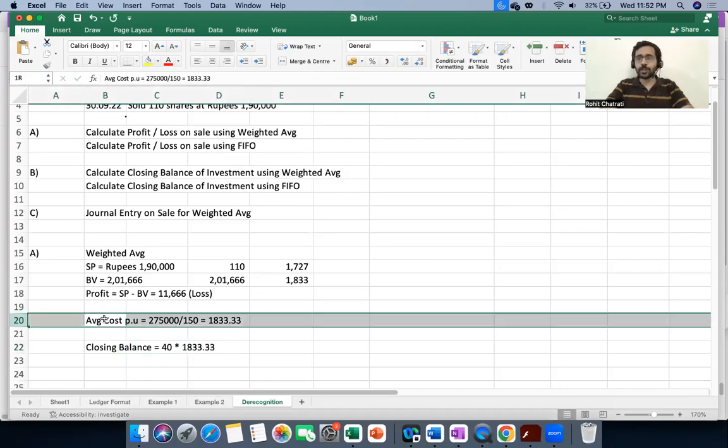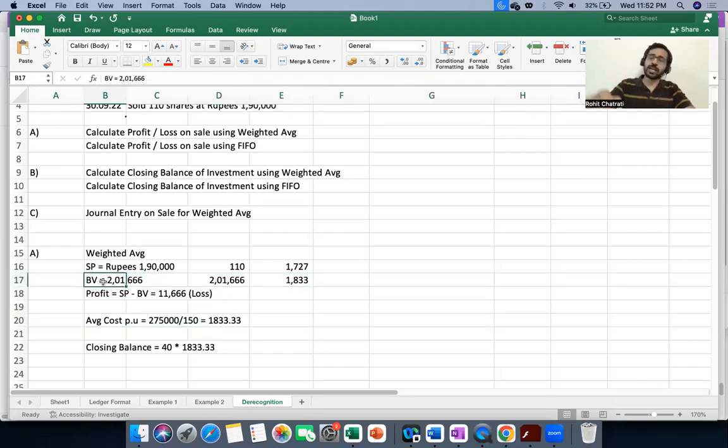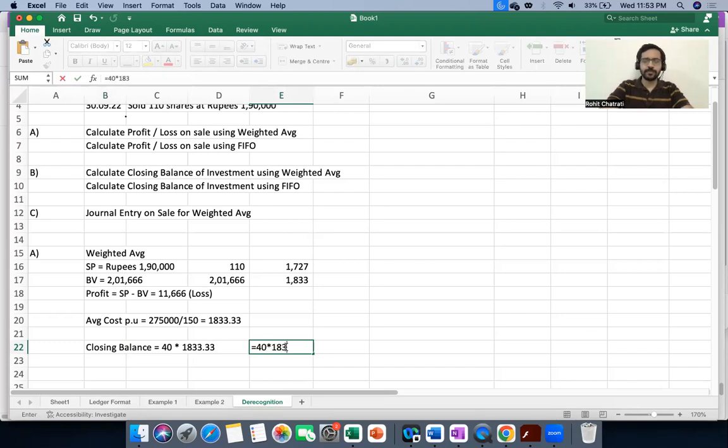All right, the average cost per unit that you calculated earlier, we applied on the units sold, and the same average cost per unit is also going to be applied on the closing balance. Your closing balance is going to be equal to 40 into 1833.33, which is equal to 73,333 rupees.